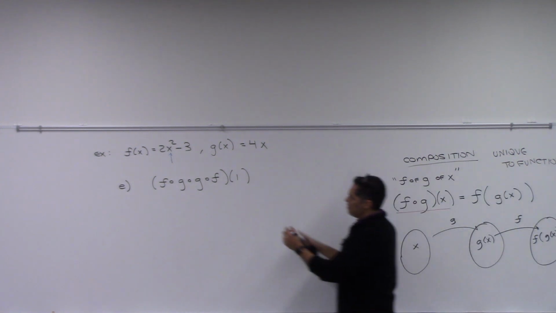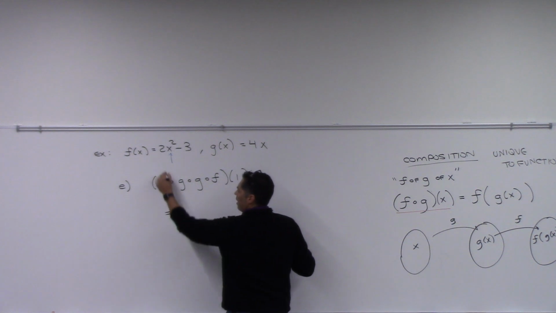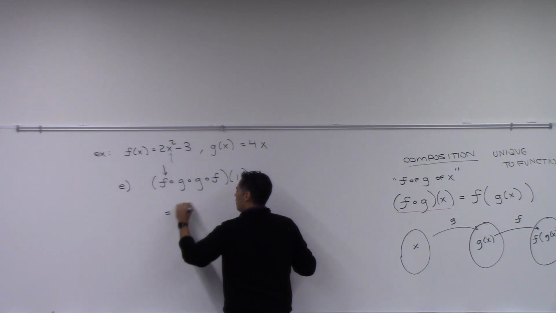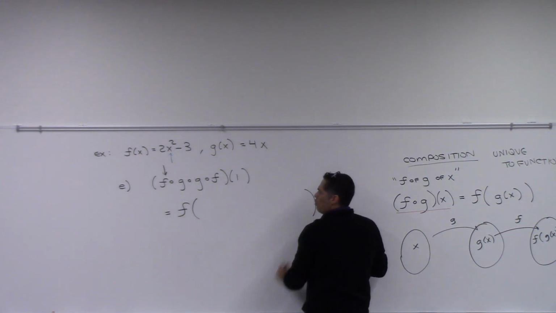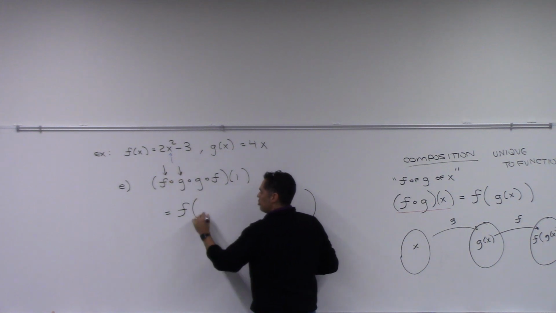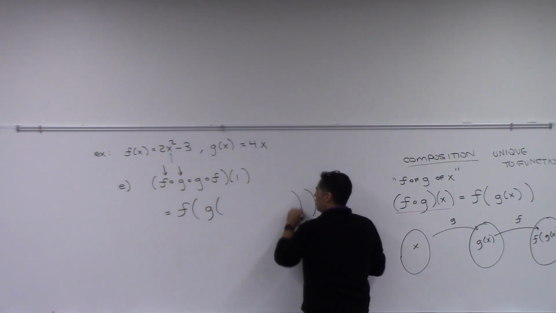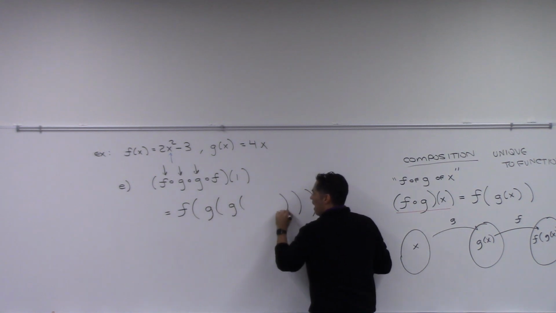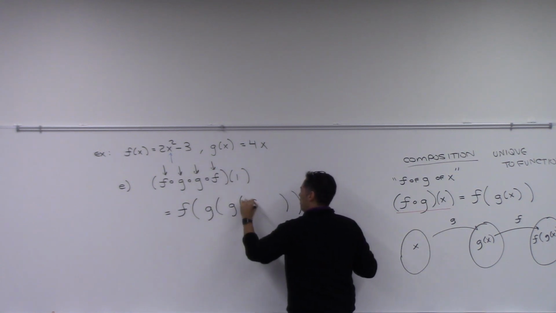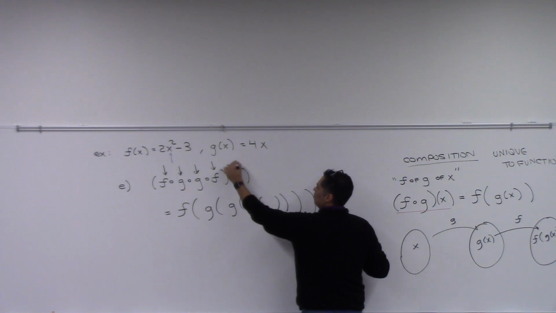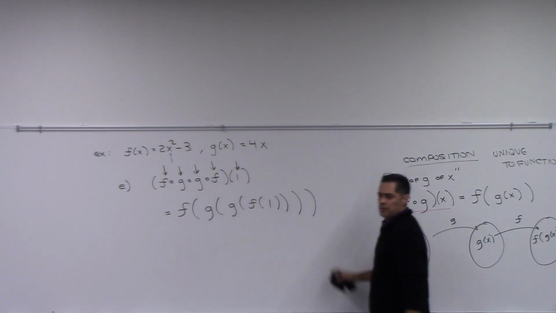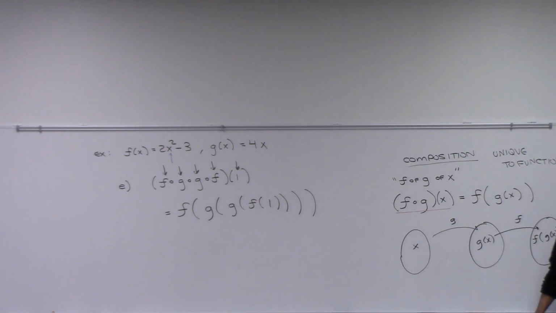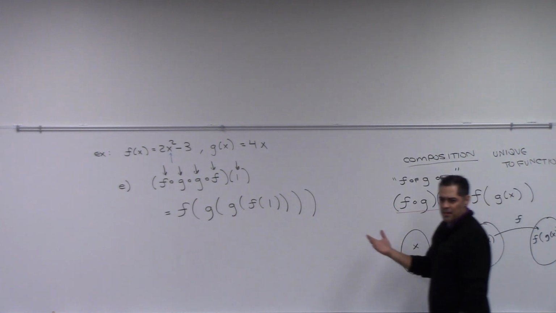So the way this would work is first I would do this, right? F, but inside of that goes what? G, but inside of that goes what? G again, but what goes inside of that? F, but what goes inside of that? 1. Do you understand? Does it kind of make sense?